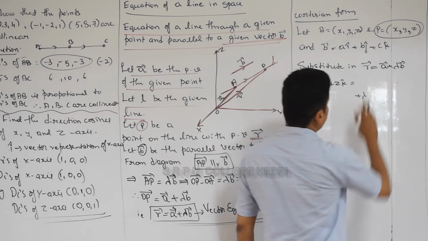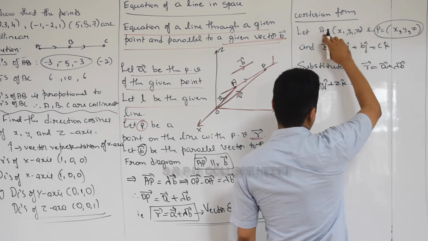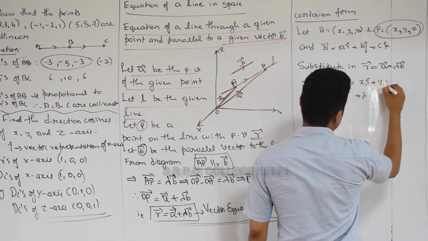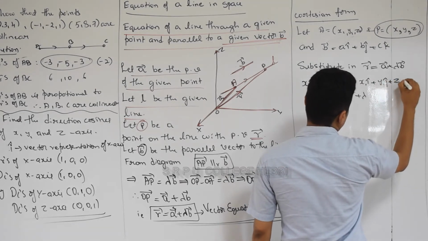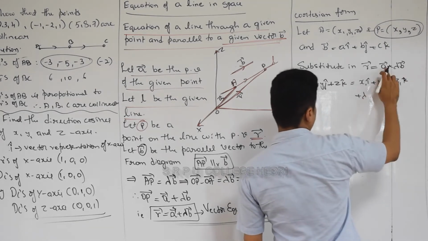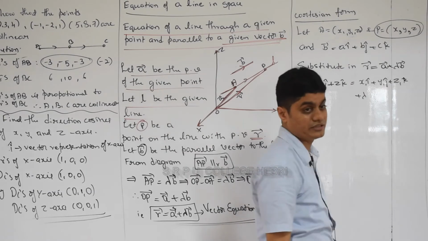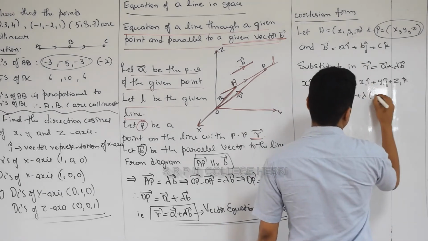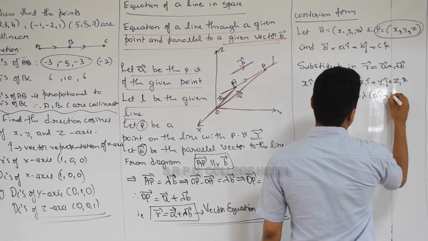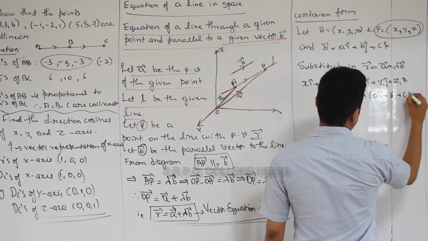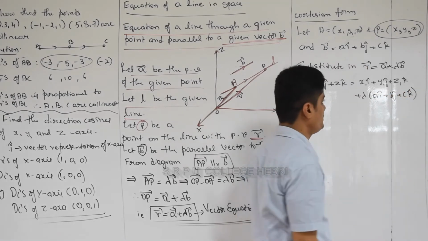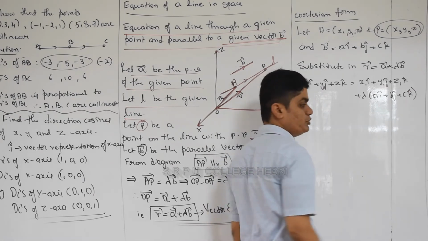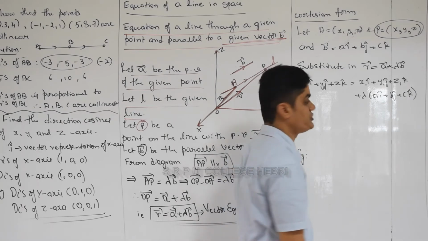So what is vector a? Vector a is the position vector of the point A, that is x1i plus y1j plus z1k, plus lambda times vector b, where vector b is ai plus bj plus ck. Substitute in the proper positions. Now compare the coefficients of i, j, k on both sides.